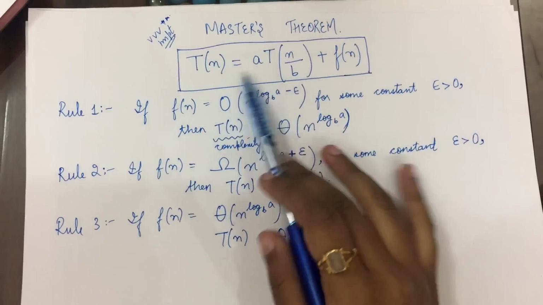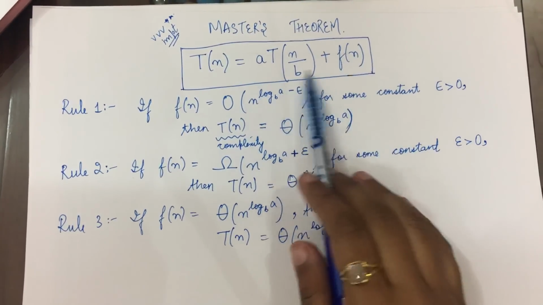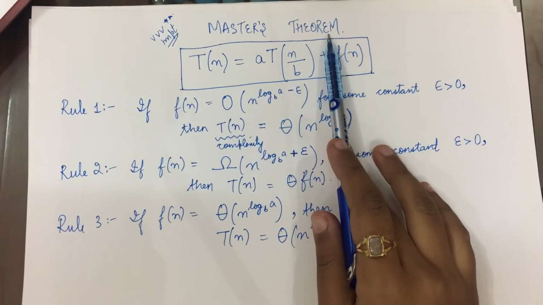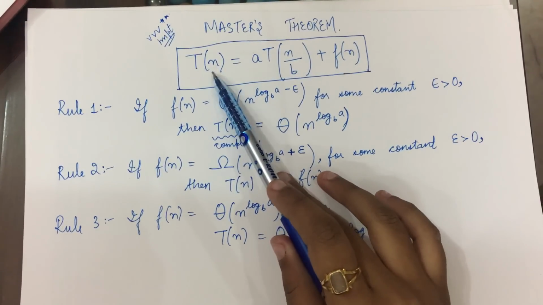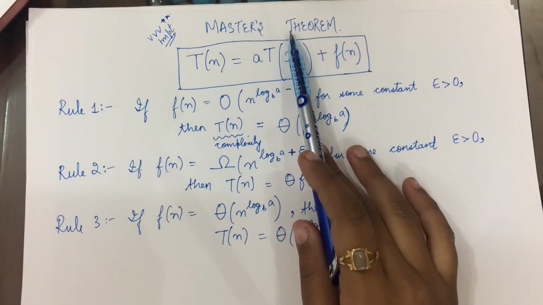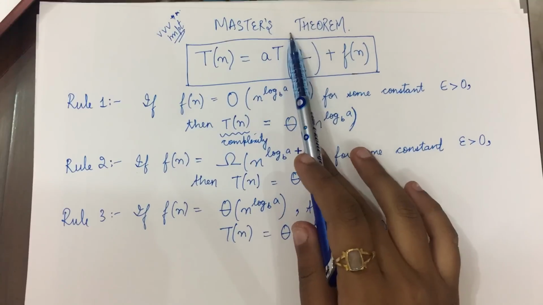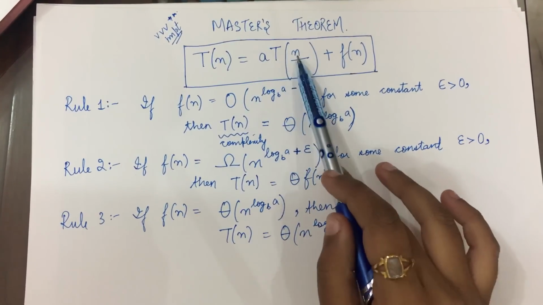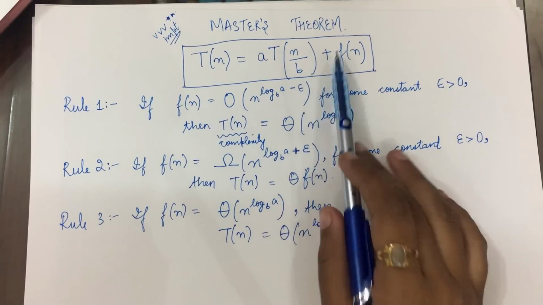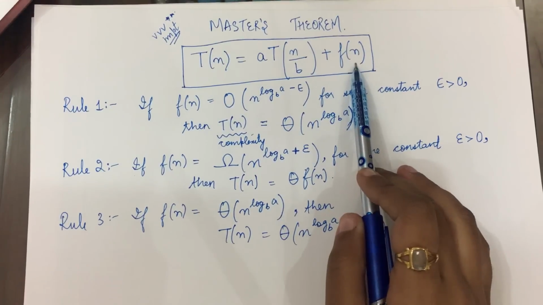So this is the equation to find out complexity by the Master's theorem. Okay. And this is the complexity. This is always given in the form. This is basically used to find the complexity. The complexity is always given in the form of, some constant a, then complexity of n by b, okay, plus function.